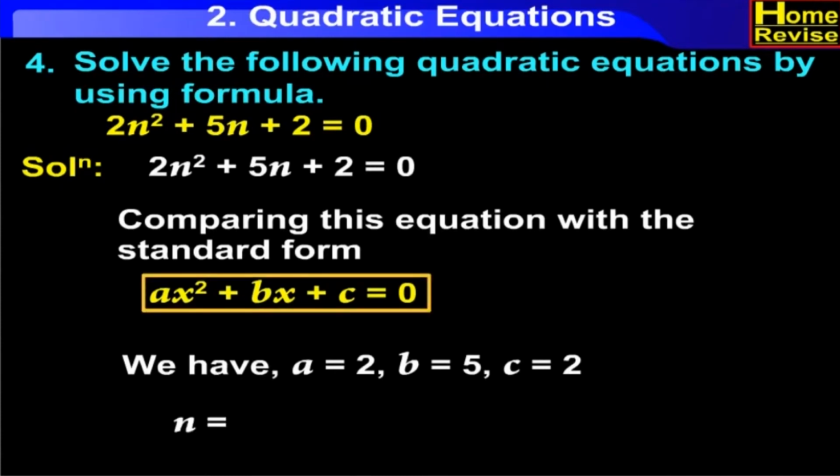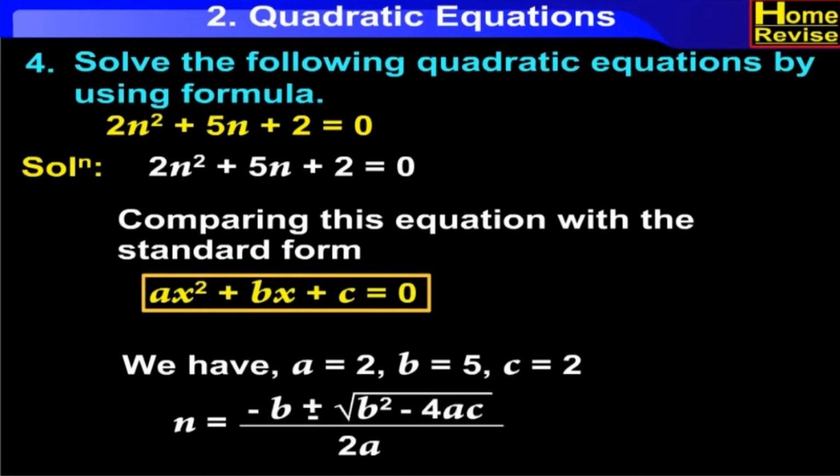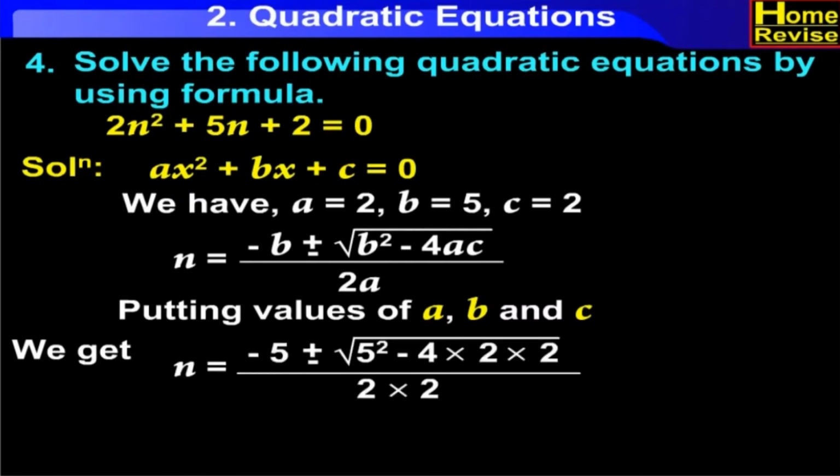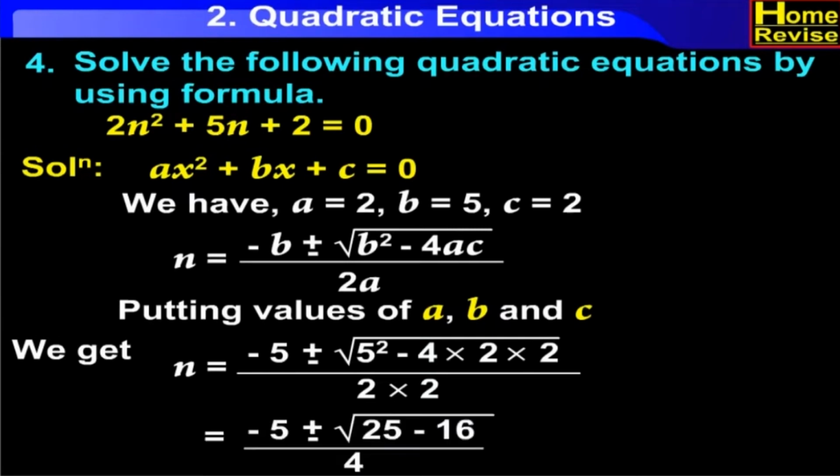By using the formula n = (-b ± √(b² - 4ac)) / 2a, putting the values of a, b and c, we get n = (-5 ± √(5² - 4 × 2 × 2)) / (2 × 2) = (-5 ± √(25 - 16)) / 4.